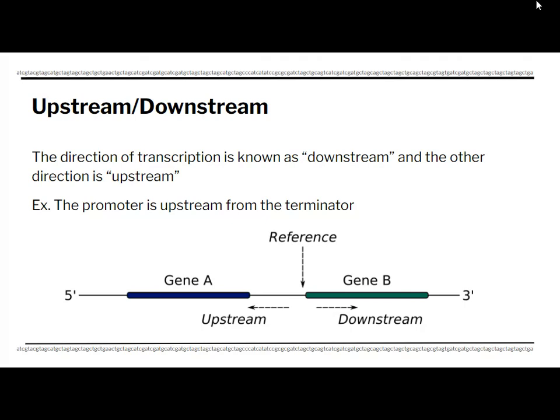This is very, very common. You will hit upstream and downstream a lot. It's just a way that geneticists orient themselves on a molecule of RNA or DNA. This can be in RNA or DNA, upstream and downstream. So just keep that in mind.